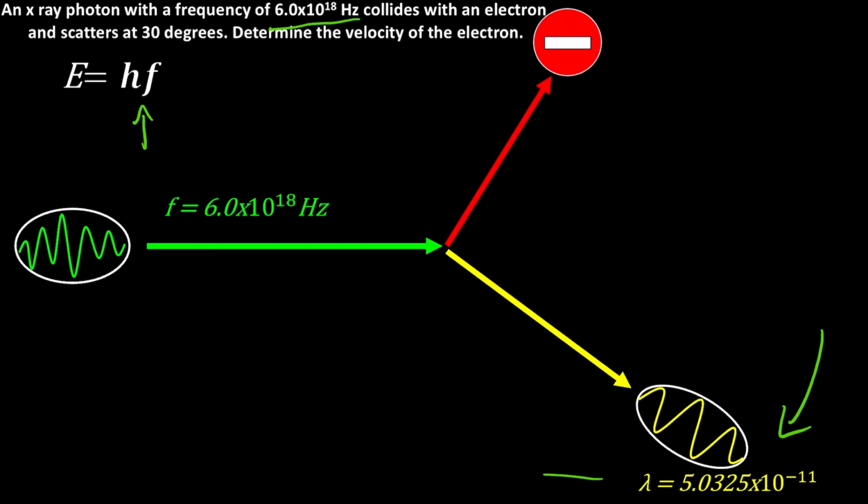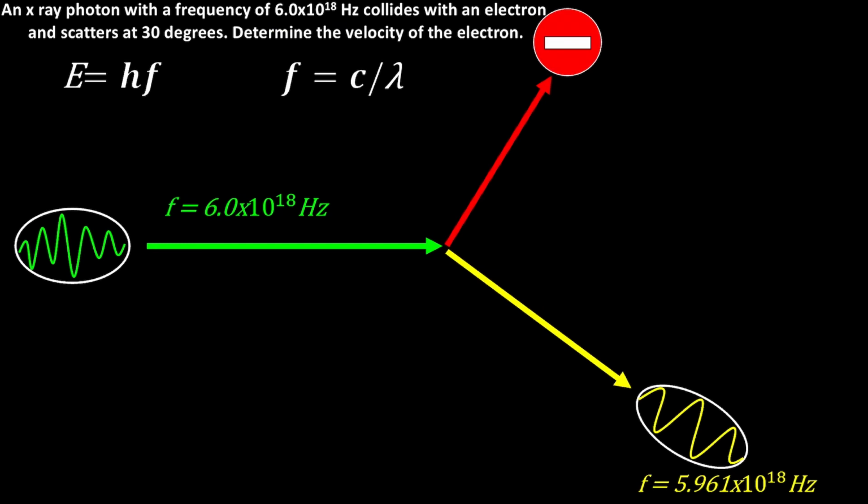Now I also need to turn this into frequency. I'm just going to use the universal wave equation there, rearranged. c over lambda should give me frequency, and that gives me a number of 5.961 times 10 to the 18 hertz. Okay, so now that we're in hertz, let's turn this into joules, figure out the energy we have.